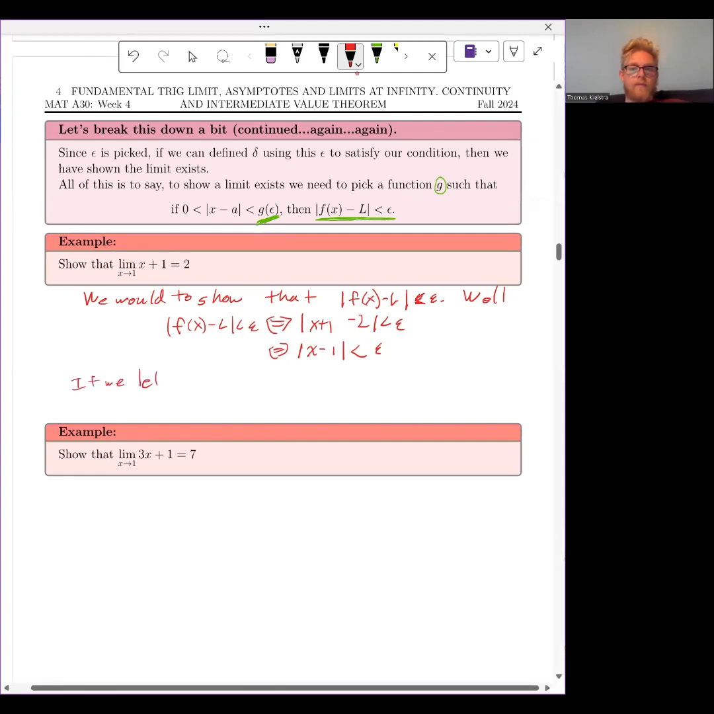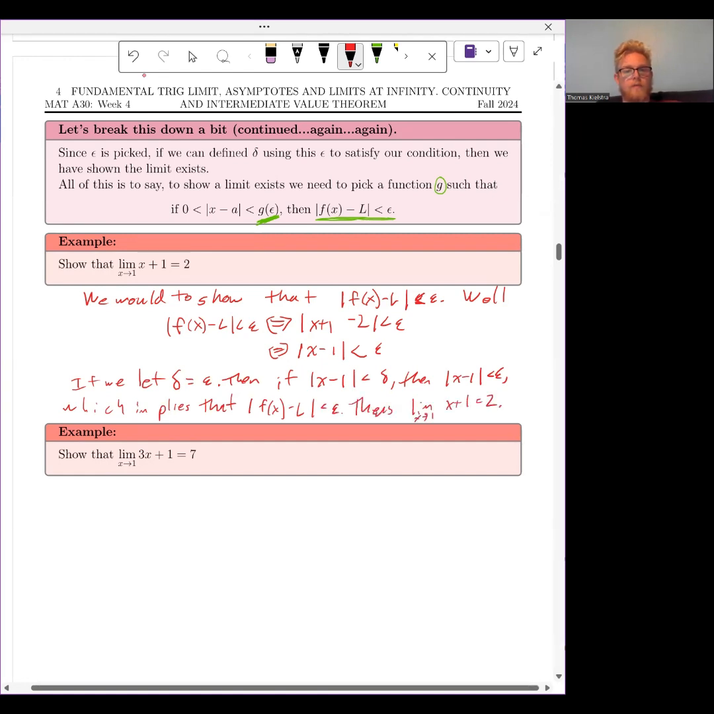If we let delta equal, let's make it a little bit nicer, let delta equal epsilon, then if the absolute value of x minus 1 is less than delta, then the absolute value of x minus 1 is less than epsilon, which implies that the absolute value of f of x minus L is less than epsilon. Thus, the limit as x approaches 1 of x plus 1 equals 2, okay, by definition.